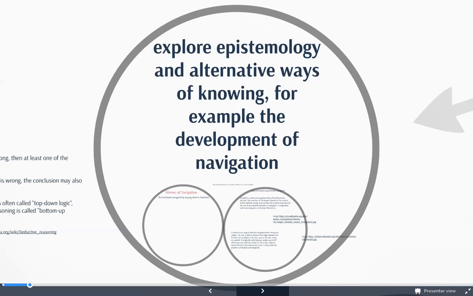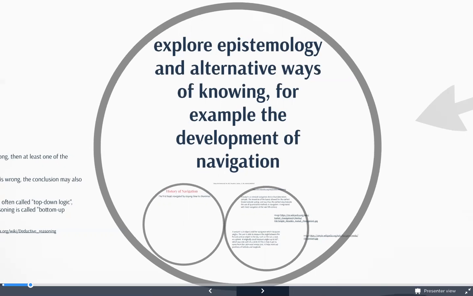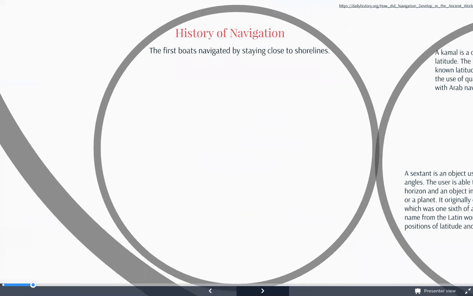And epistemology is just a really fancy way of saying, how do we know what we know? It's a little bit of a weird thing here, talking about the development of navigation. And I think the reason that was thrown into the course is because navigation is probably one of the big things that took people from just living in their local village to going places.